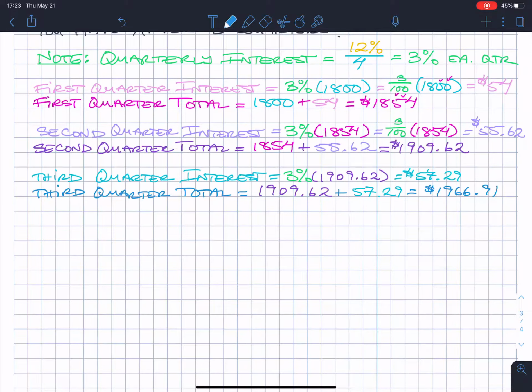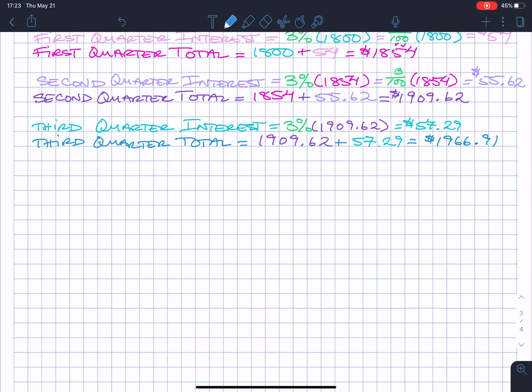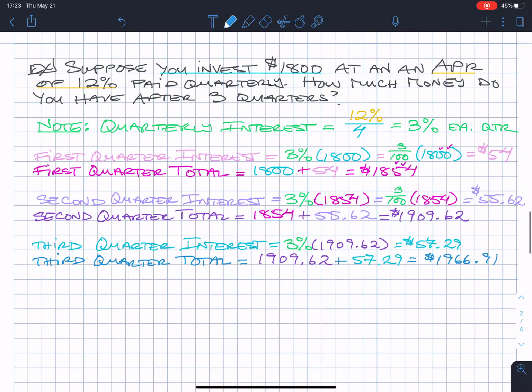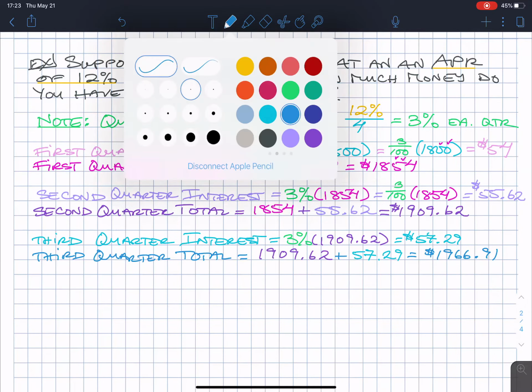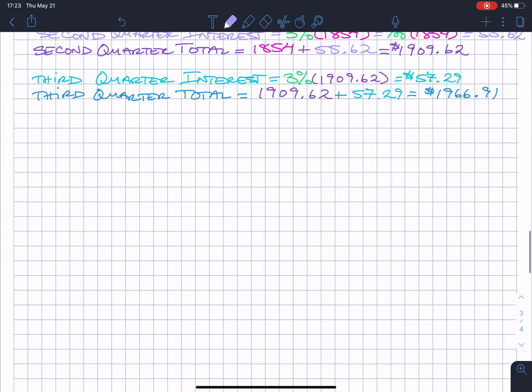So what we're now going to do is compound interest, because this compounded, right? I used the previous interest earned to calculate the new interest. So that's our next formula, is compound interest.